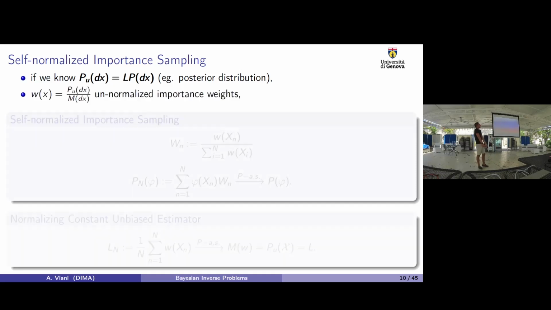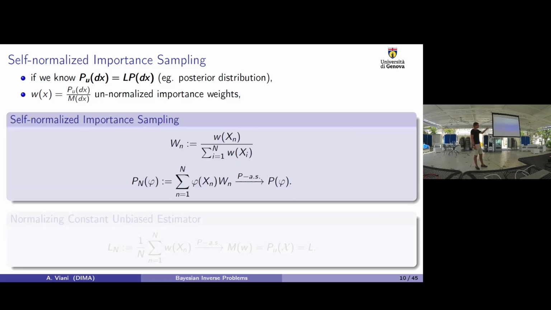So we just introduce the same weight because we are changing the measure. The only difference is that PU doesn't sum to 1, it sums to L. So this is not a probability measure, but is always a suitable measure for our integral. So we introduce the weights that are the same. The only difference is that we just normalize the weights in order to have something that sums to 1.